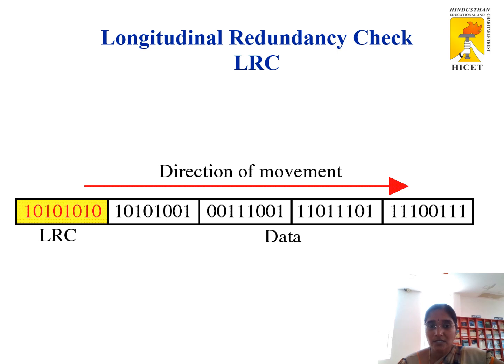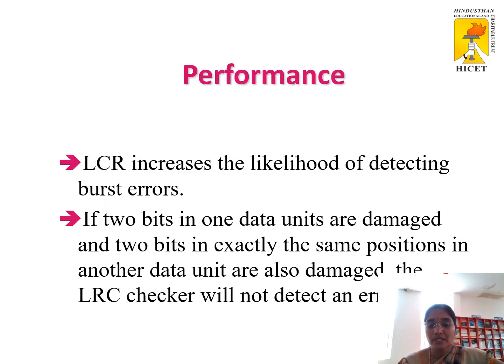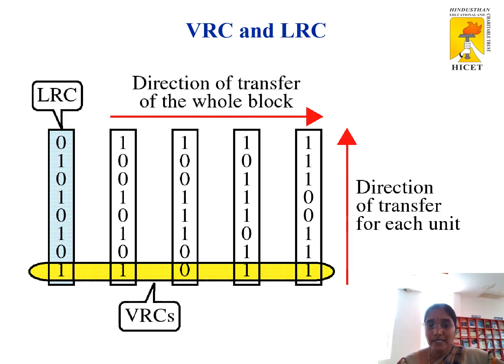Longitudinal redundancy check adds an extra set of 8 bits, which is transmitted along with the data. It increases the ability to detect burst errors, and it is mainly used for that. If two bits in one data unit are damaged, or two bits in exactly the same position in another data unit are damaged, it is mainly used for checking this. So LRC is for a bulk set of data transmission, whereas VRC can check only one bit.